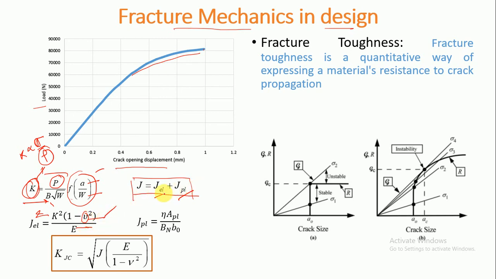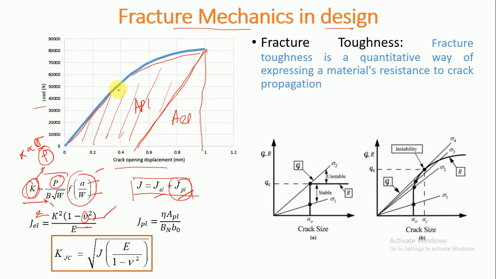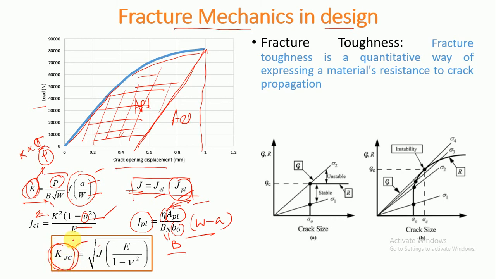mu is the Poisson's ratio. J plastic can be calculated from the plastic area under the curve. If we put a line parallel to the initial slope, we can segregate the plastic area, and if we know the plastic area, we can calculate the J plastic. Eta is the geometric function. B0 is W minus A, that means the uncracked ligament, and Bn is B. So we can calculate the total J, and from this equation we can calculate the equivalent fracture toughness, how much energy per unit area is required.